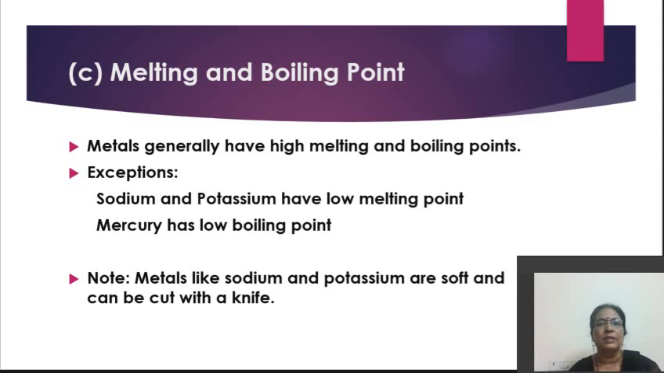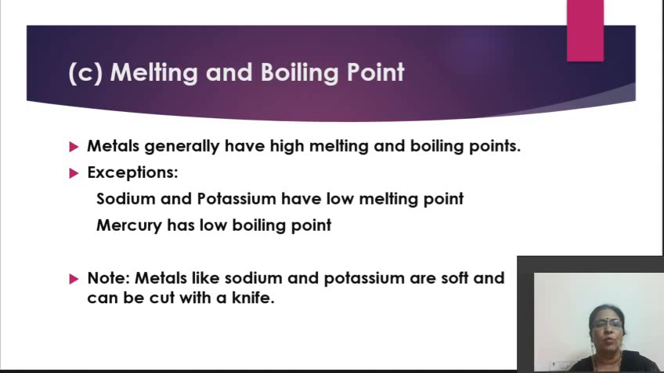Third property is melting and boiling point. Metals generally have high melting and boiling points. Here also some exceptions are there. Sodium and potassium have low melting point. Why do they have low melting point? Because these are the two metals which are very soft and can be cut with a knife.